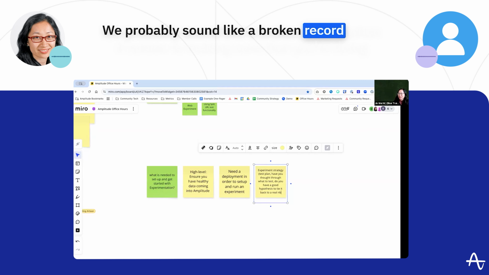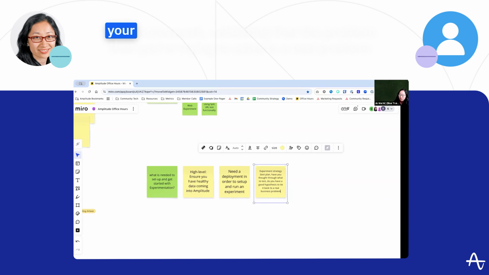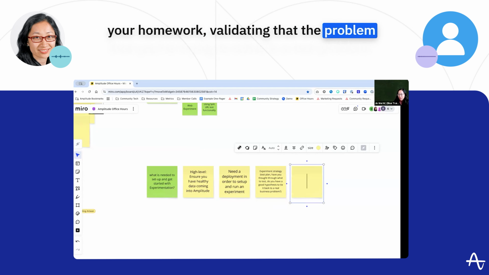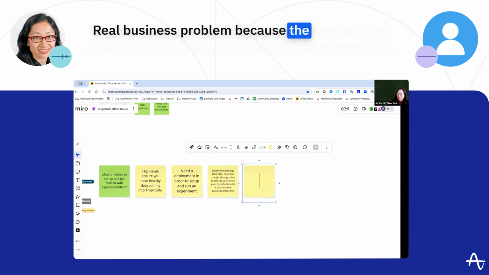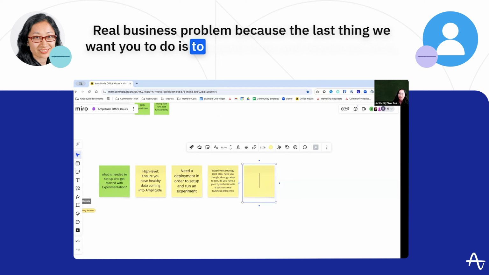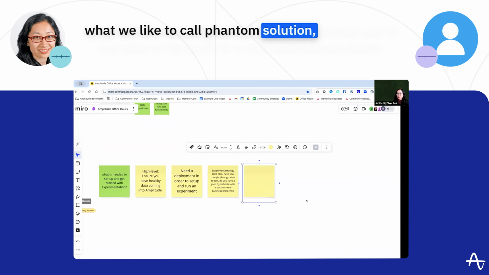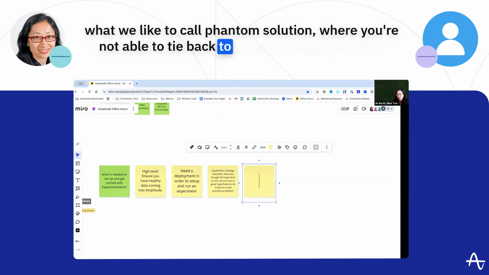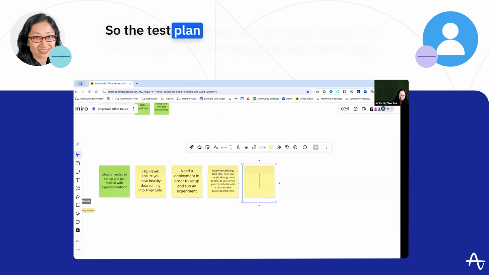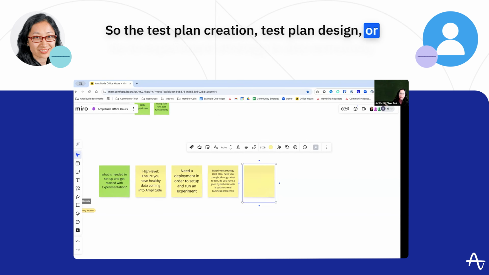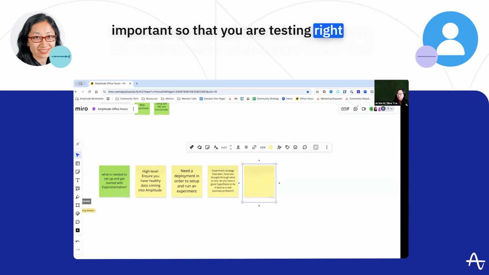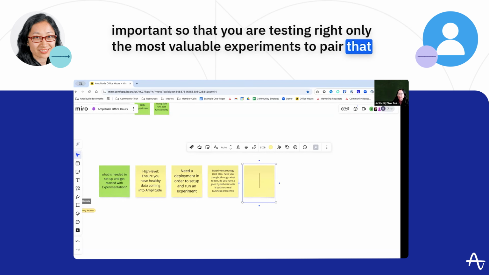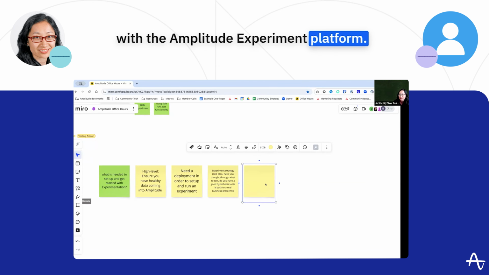We probably sound like a broken record when it comes to making sure that you're doing your homework, validating that the problem you're trying to solve is a real business problem, because the last thing we want you to do is to spend time and resources on what we like to call a phantom solution, where you're not able to tie back to a real business problem. So the test plan creation, test plan design, tied to experiment strategy is also extremely important so that you are testing right, only the most valuable experiments, to pair that with the Amplitude Experiment platform.